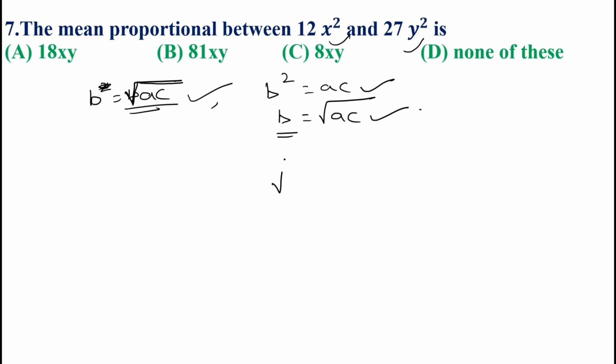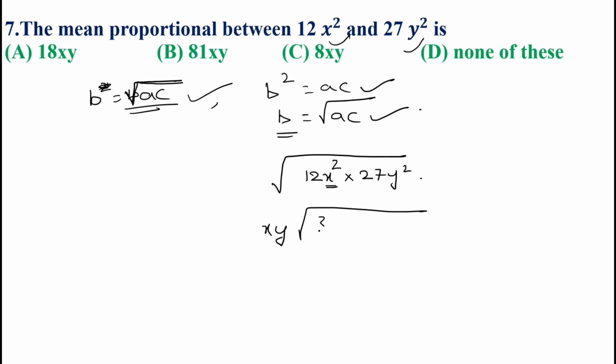So b is the square root of 12x square into 27y square. If a square is there, we can take it out of the root. So x square is there, we can take out x. Y square is there, we can take y out. Root of 3 into 4. 4 can be written as 2 square. This is 3. Next, 2 square is there, you can take 2 outside.